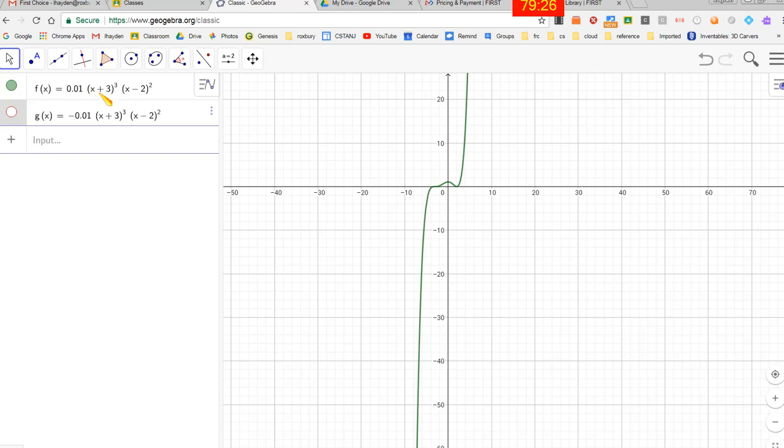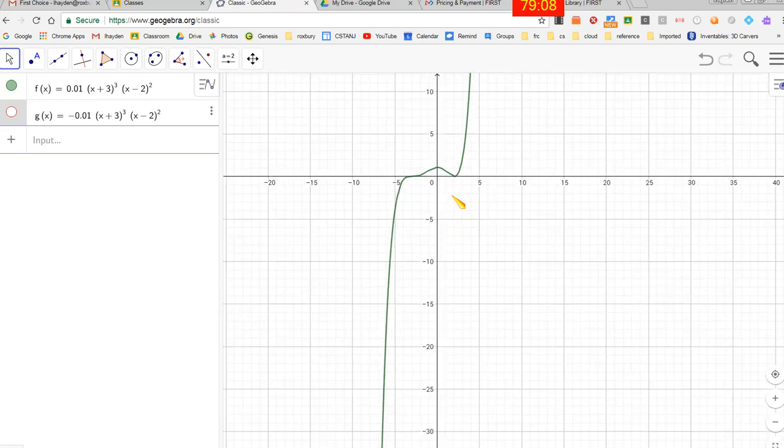The next thing we can tell is where the graph will intersect the x-axis. Those are the zeros of the function, and based on the factors of the function, we can tell that they are -3 and +2. And sure enough, the graph does touch or cross the x-axis at these points.